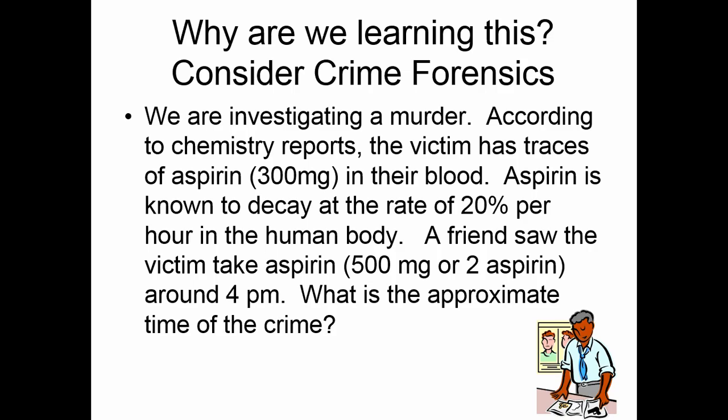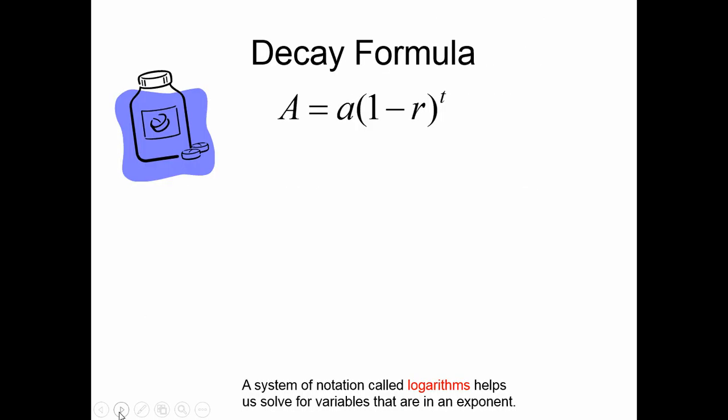How can we use this information to find out the approximate time when this person became deceased, if you will, and therefore narrow down some alibis or some suspects, if you will? So let's consider how this sort of thing plays into crime forensics. Well, you know what? We do know a decay formula. In fact, the decay formula we've been working on, we can actually apply in this situation.